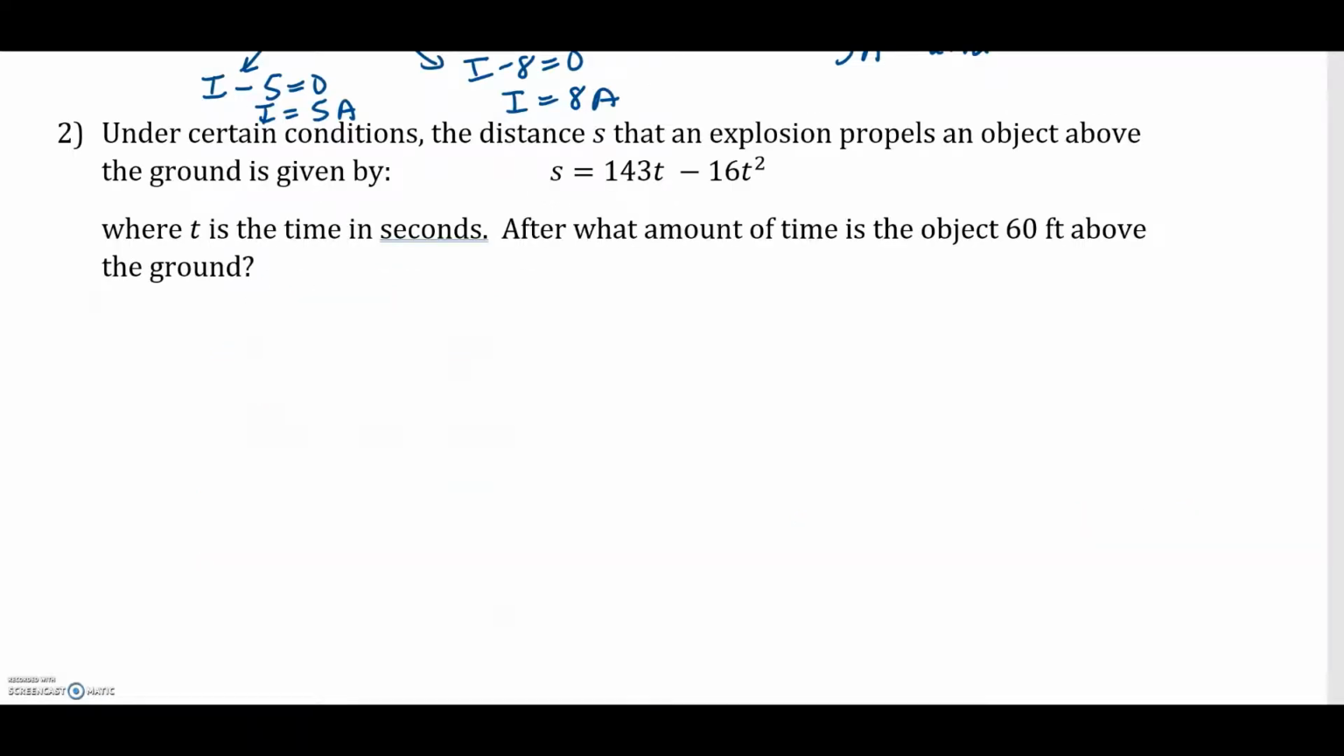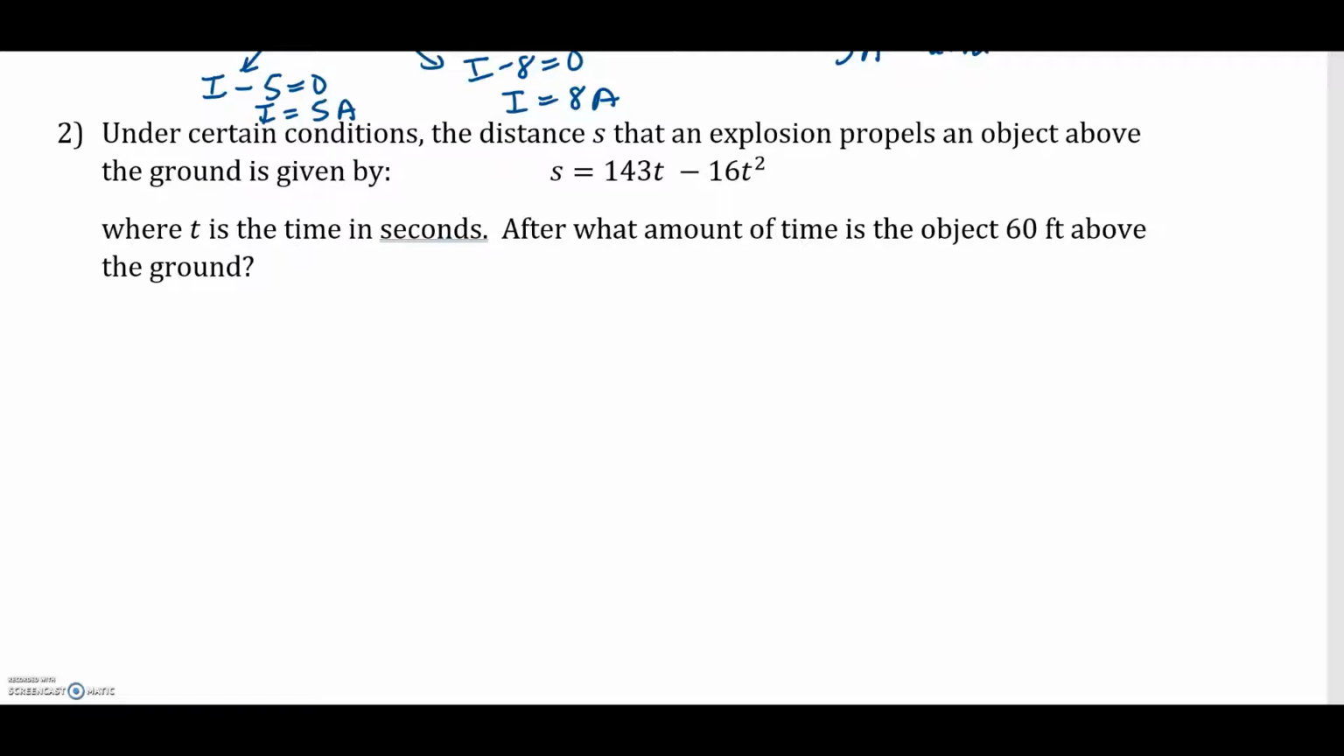Let's try another problem. Number 2. Under certain conditions, the distance s that an explosion propels an object above the ground is given by the equation s is equal to 143t minus 16t squared, where t is the time in seconds. After what amount of time is the object 60 feet above the ground?